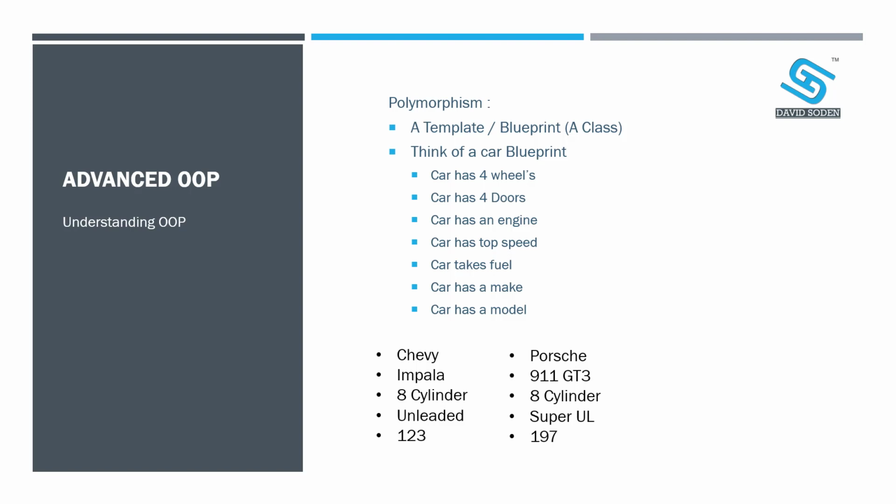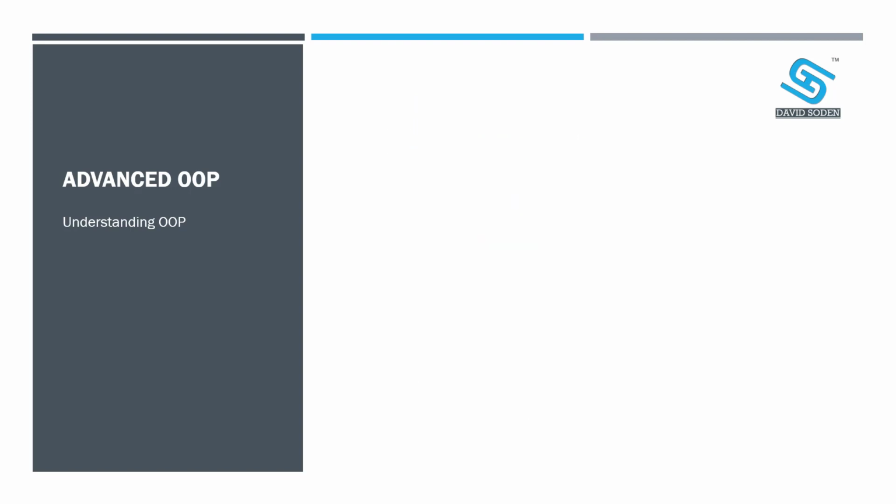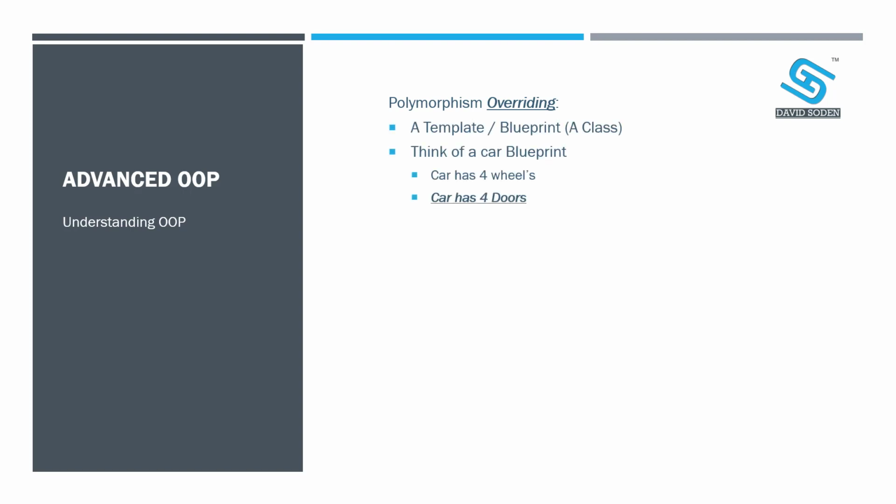All right, so with that being said, you now know what polymorphism is, right? We took a class, we did something called instantiation, which means to just make an object from the class. In this case, you just saw we made a Chevy and a Porsche out of that base class. And so now if we look at something called overriding in polymorphism, here we have that same template, using that car as a blueprint, right?